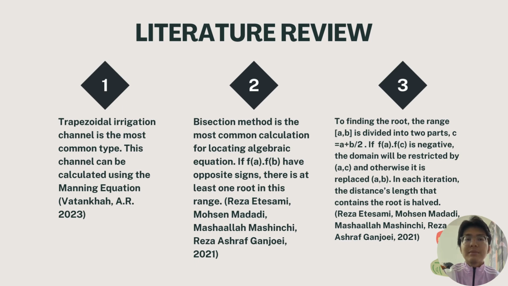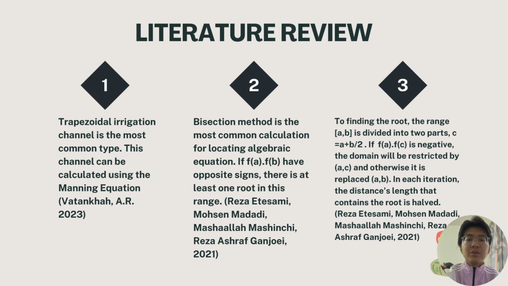Next, the bisection method is the most common calculation for locating roots of an algebraic equation. If f(a) multiplied by f(b) have opposite signs, there is at least one root in this range. According to Reza Etasami, Mohsen Madadi, Masya Allah Mashinci, Reza Ashraf Genjoy, 2021.